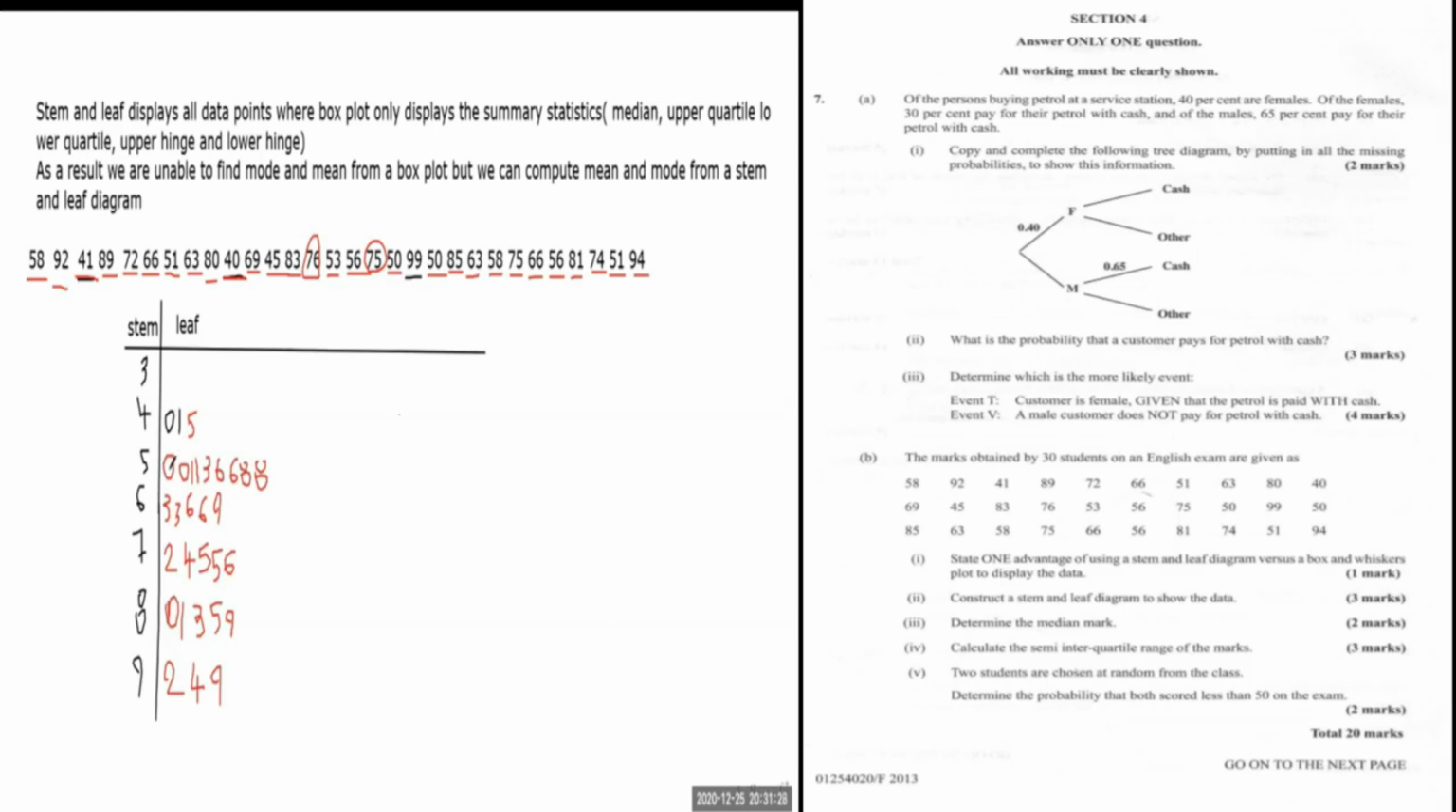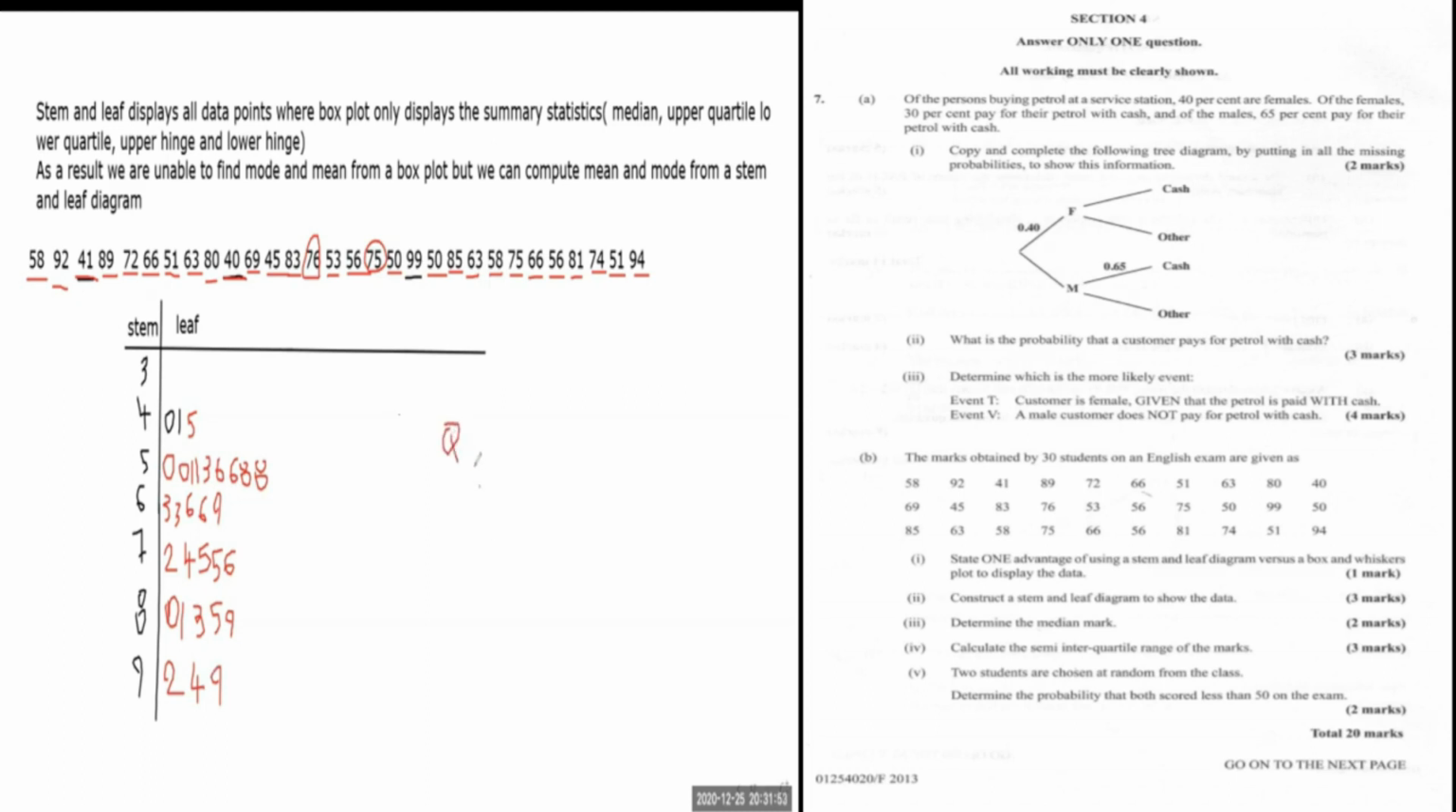Just check it. 1, 2, 3, 4, 5, 6, 7, 8, 9, 10, 11, 12, 13, 14, 15, 16, 17, 18, 19, 20, 21, 22, 23, 24, 25, 26, 27, 28, 29, 30. So we're good, 30. So that's the stem and leaf. It says determine the median mark. So the median is Q2.